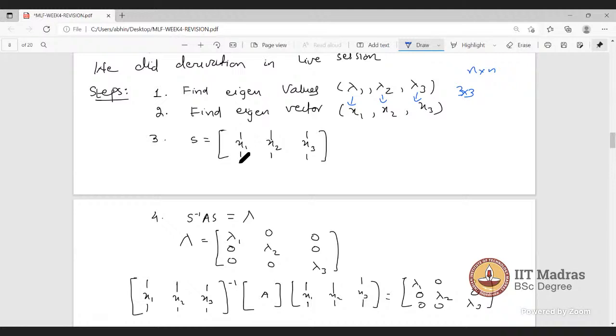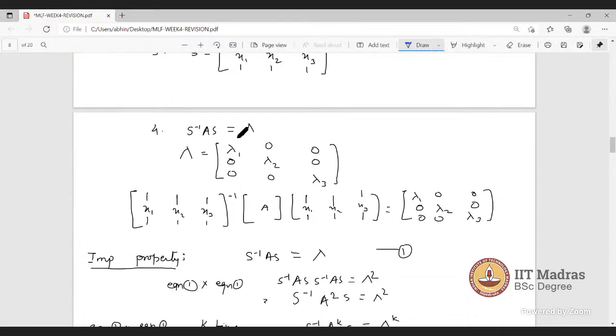Now you will find a matrix S. S will contain all the eigenvectors in its columns, so you just take x1, x2, x3 as the columns of S. The last step is that you simply write S inverse AS equal to capital lambda. This capital lambda contains all the eigenvalues along the principal diagonal, and the rest of the elements will be 0.